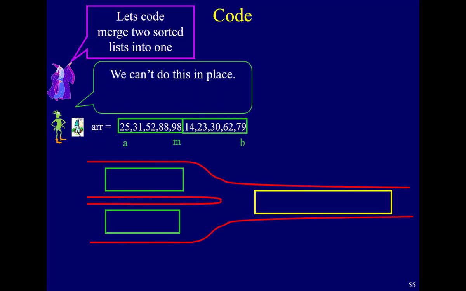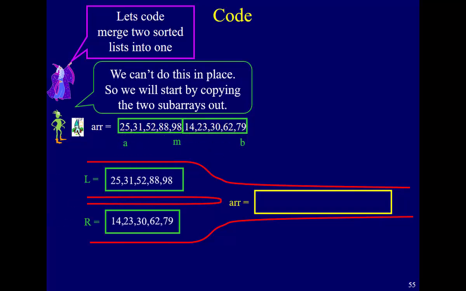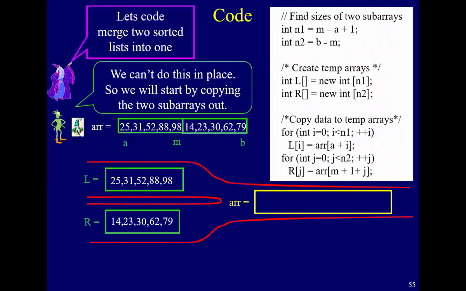All right, so again, we can't do this in place. Before we wanted to do it in place, but now we can't. So the first thing we're going to do is copy out the subarrays. The first subarray is going to get copied to a left subarray, and the right subarray is going to be copied to a right subarray. And then, once we've copied them out, we can merge them back in. Everybody good with that? So here's our code.